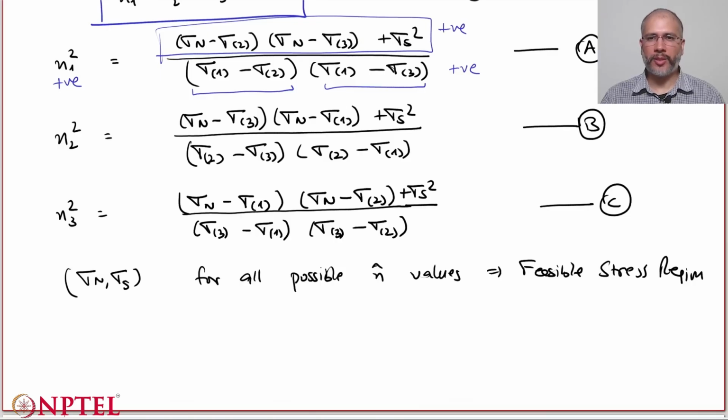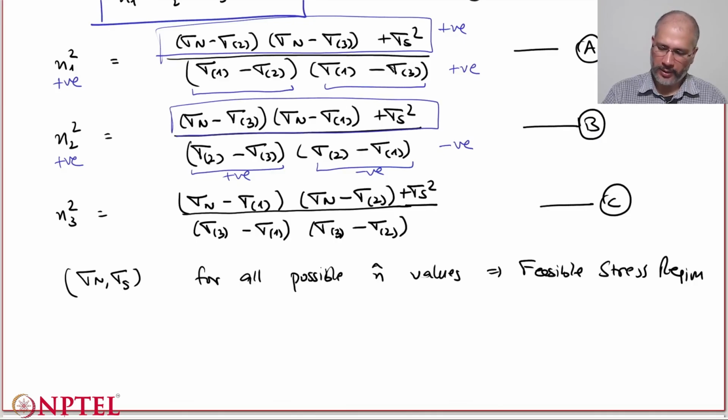Similarly, let's look at equation B. n2 squared is positive, and then sigma 2 minus sigma 3 is positive, but sigma 2 minus sigma 1 is negative because sigma 1 is greater than sigma 2. So this gives us a negative denominator. So that means the numerator of equation B is negative.